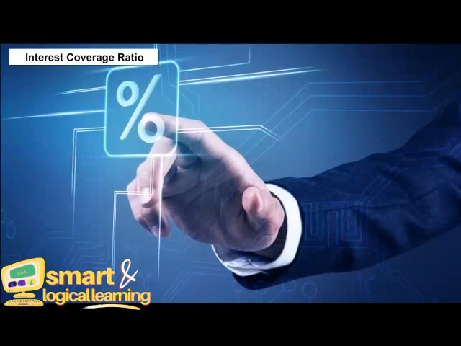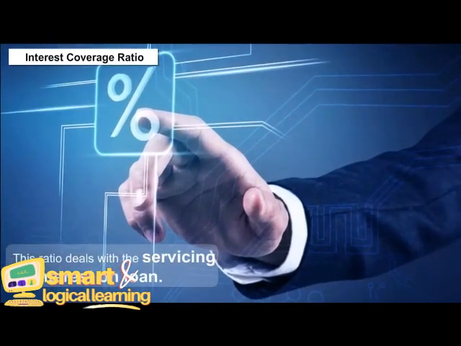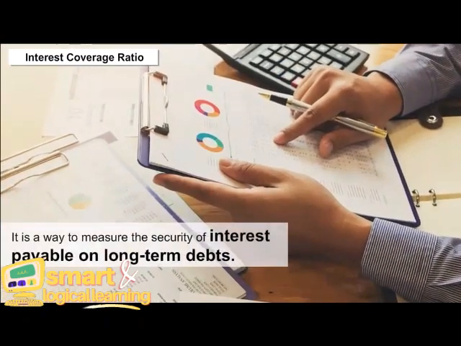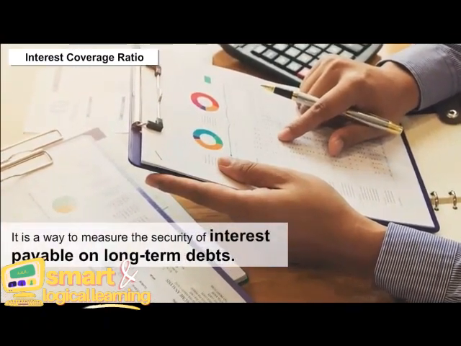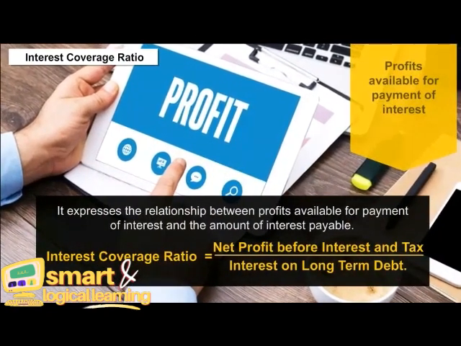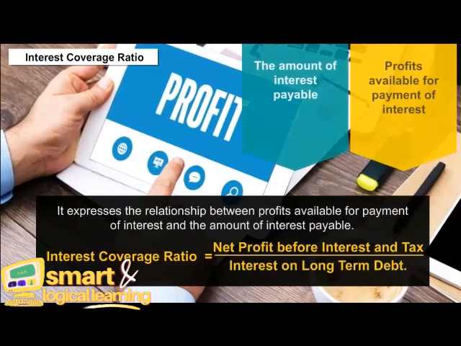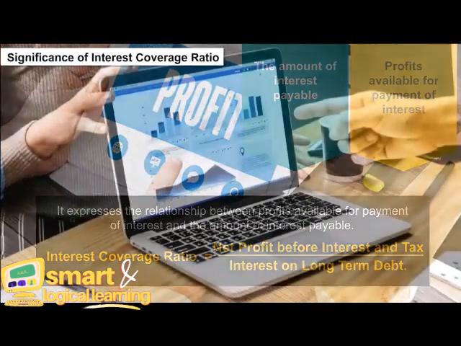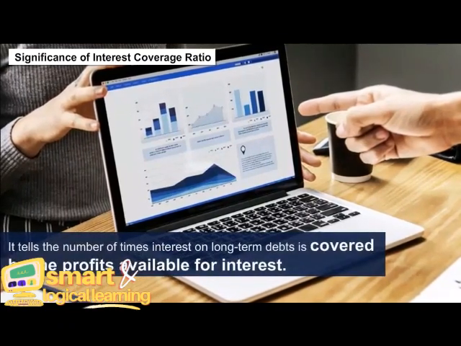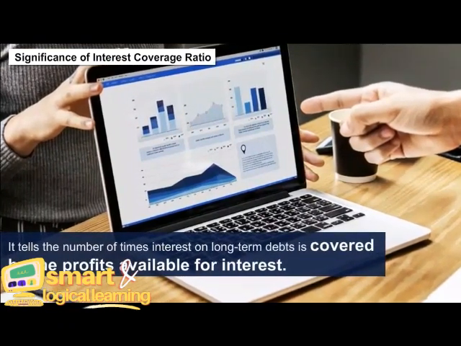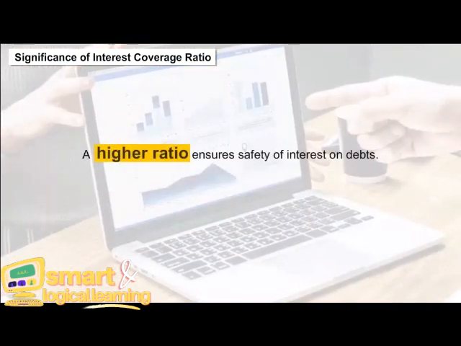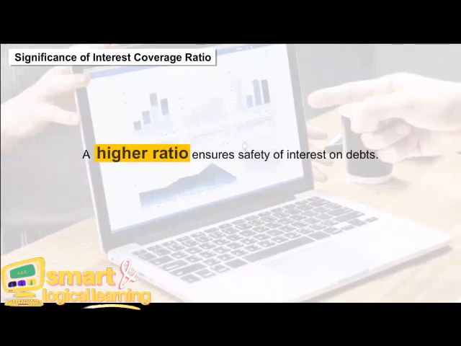Interest coverage ratio. This ratio deals with the servicing of interest on loan. It is a way to measure the security of interest payable on long-term debts. It expresses the relationship between profits available for payment of interest and the amount of interest payable. Significance of interest coverage ratio. It tells the number of times interest on long-term debts is covered by the profits available for interest. A higher ratio ensures safety of interest on debts.